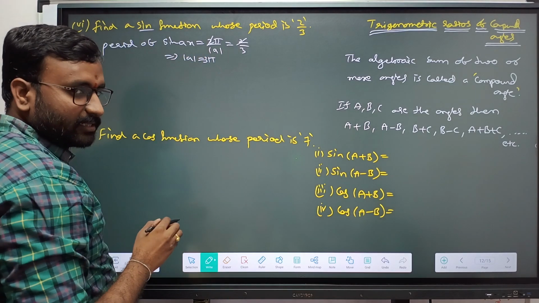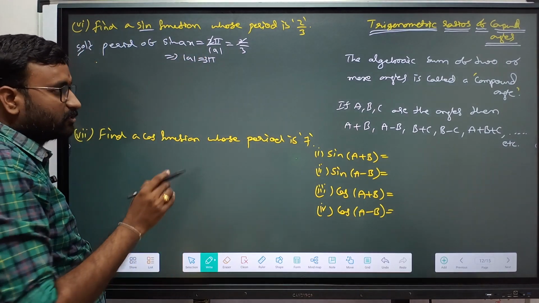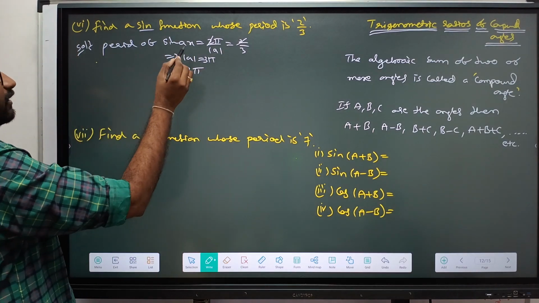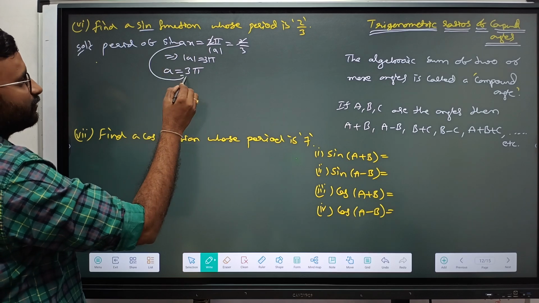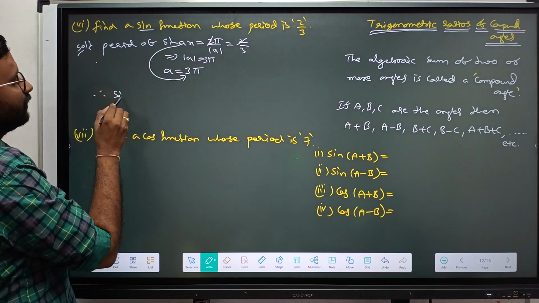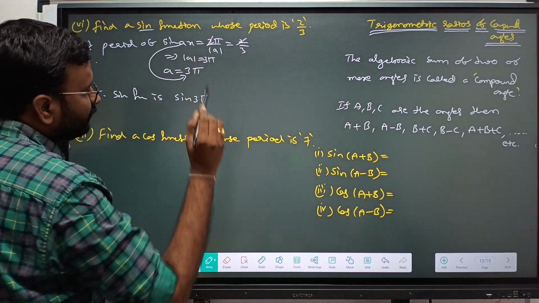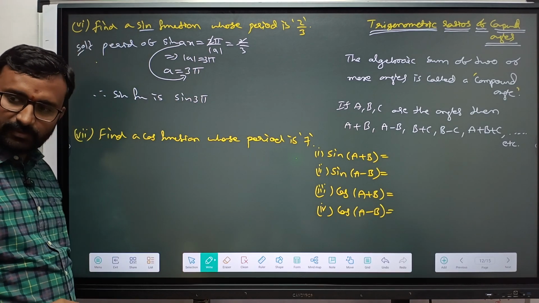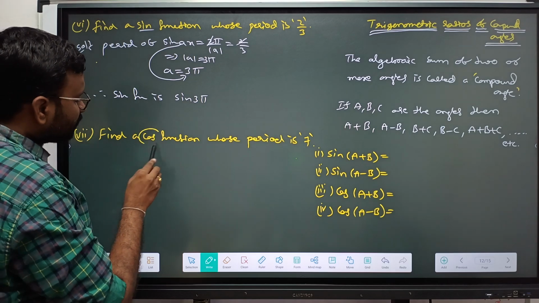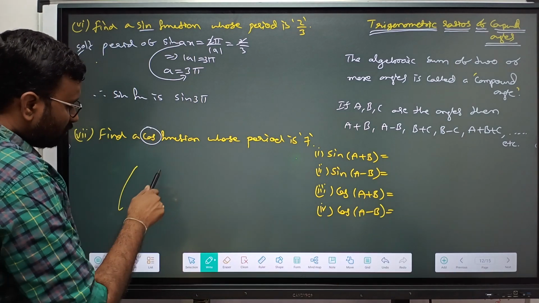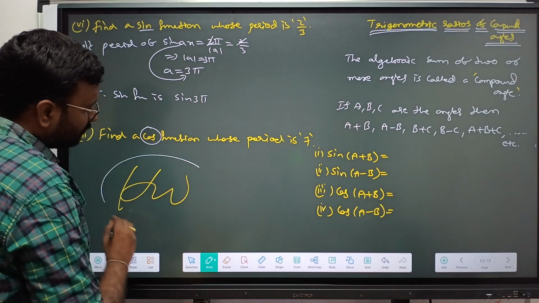So A also we can take positive. What is A? A is equal to 3 pi. Then just substitute this in place of A. Therefore, sine function is sine 3 pi x. Understand how we are solving? So here what function is being asked? Cos. So same formula for cos also. So I think you can solve, right? Homework.